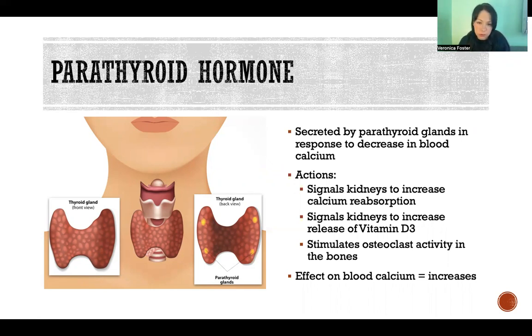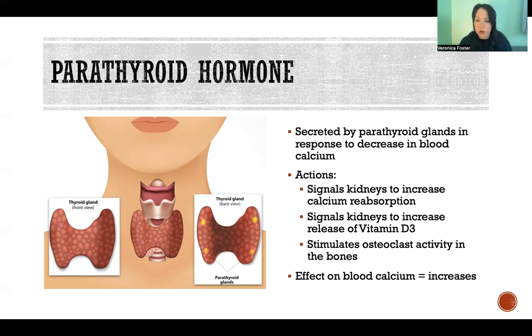So when blood calcium decreases, that triggers the parathyroid glands to secrete parathyroid hormone to have the ultimate effect of increasing our blood calcium. It does that by three different mechanisms. It signals the kidneys to increase their calcium reabsorption so that we are keeping more of the calcium that's already circulating in our blood, so that we're not losing any or as much in our urine. It also signals the kidneys to increase release of vitamin D3, which I will discuss on the next slide.